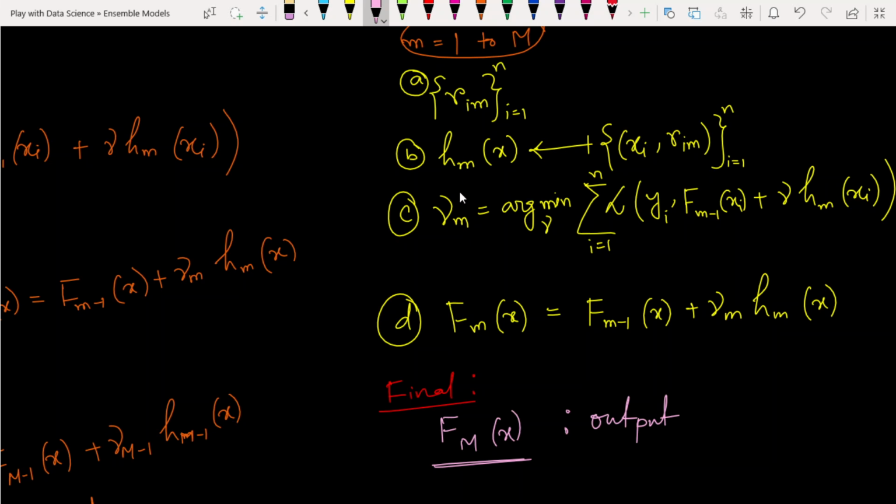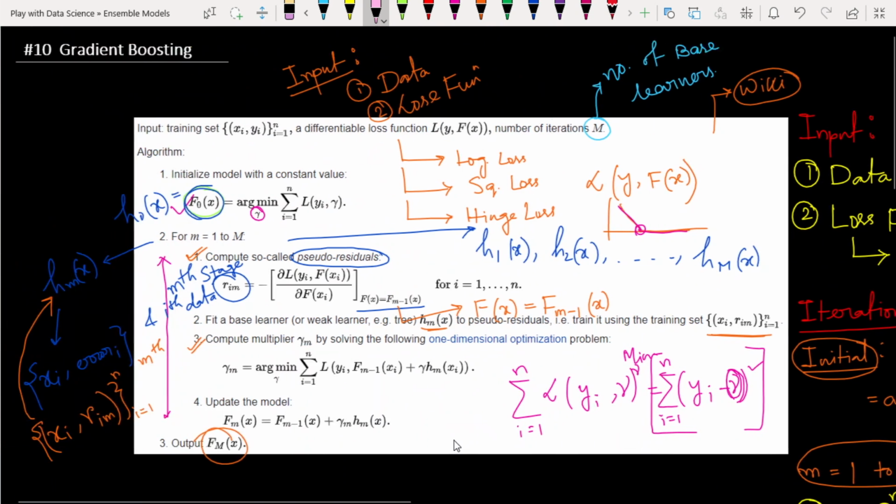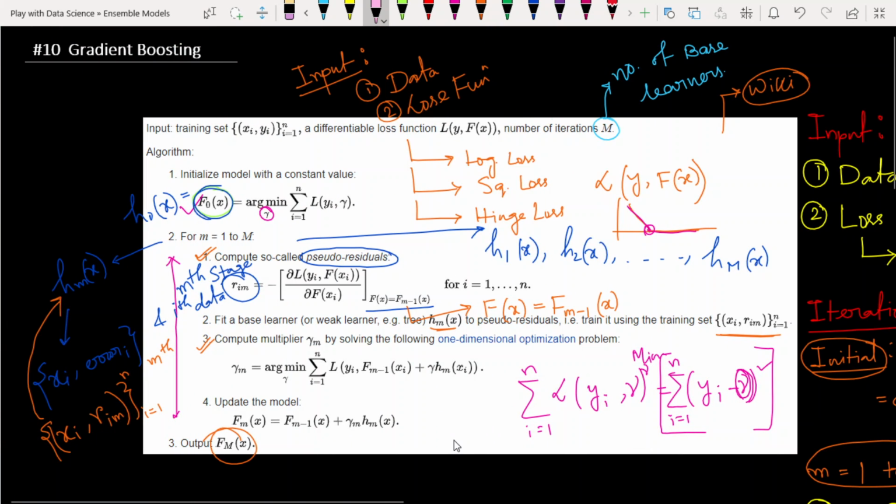The job is iteratively processed up to capital M, the number of base learner models, and at the end of the day we have calculated f_M(x), which will be our final output. These are the simple iterative jobs we have to do in gradient boosting. So I think the concept of gradient boosting is clear to all of you.